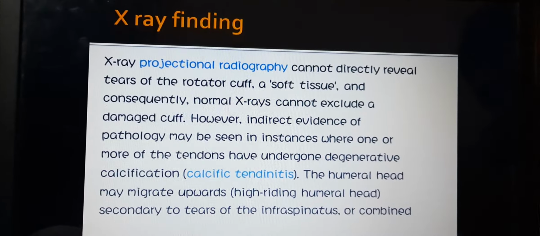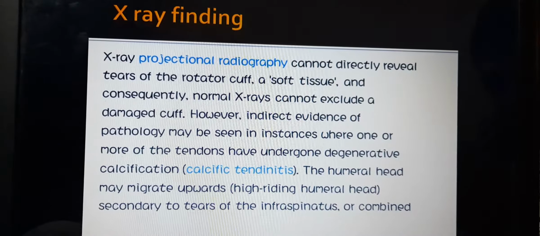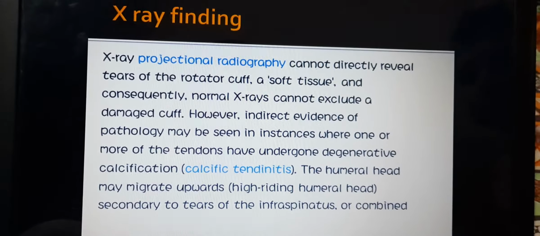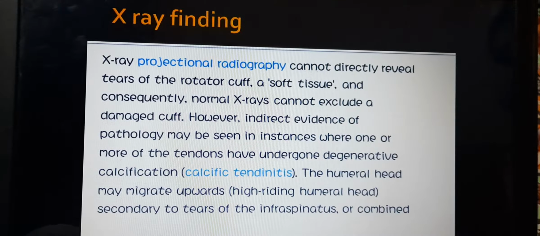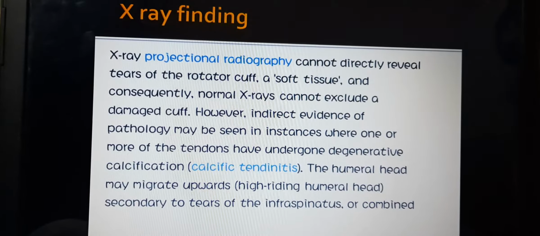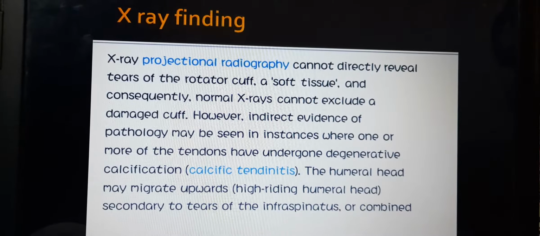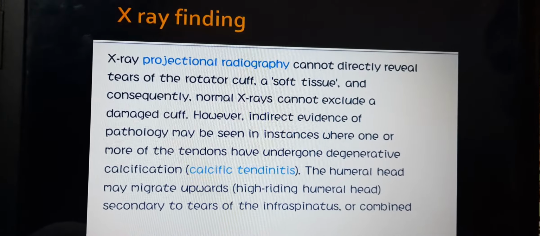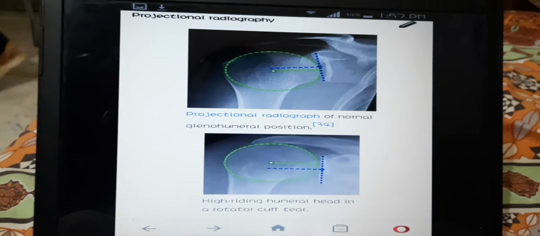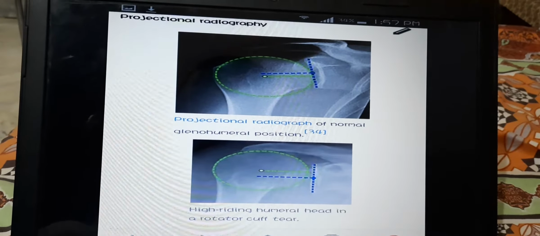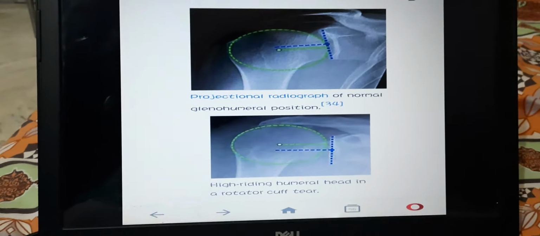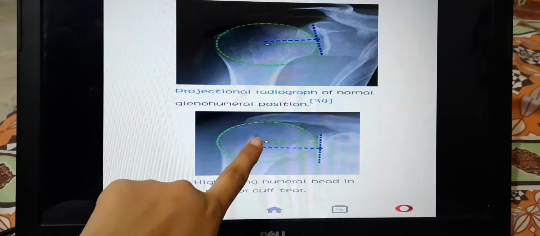X-ray finding. X-ray projectional radiography cannot directly reveal tears of the rotator cuff, a soft tissue, and consequently normal X-rays cannot exclude a damaged cuff. However, indirect evidence of pathology may be seen in instances where one or more of the tendons have undergone degenerative calcification, called calcific tendinitis. The humeral head may migrate upwards. High riding humeral head secondary to tears of the infraspinatus or combined tears. Projectional radiograph of the normal glenohumeral position and high riding humeral head in a rotator cuff tear.